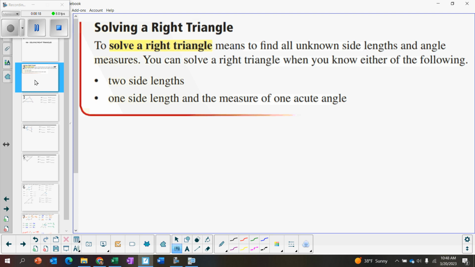So we could solve a right triangle when we know either of the following. First of all, it has to have a right angle because it's a right triangle. I can know two side lengths, in which case I'm going to use the Pythagorean theorem and inverse trig to find the angle. Or if I know one side length and the measure of an acute angle, I'm going to use regular trig twice. Once we know one of the acute angles, either using inverse trig or given one of them, we could subtract it from 90 to find the other.